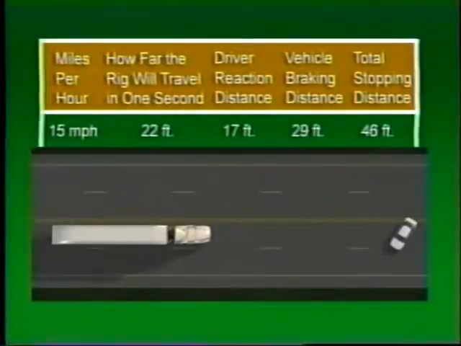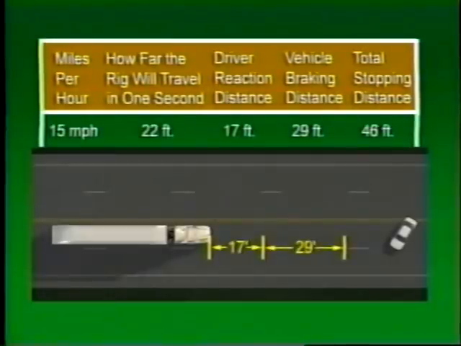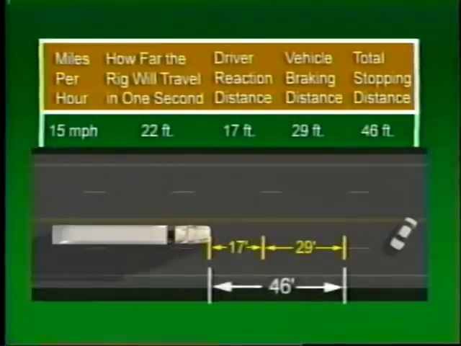If you are going 15 miles per hour, your rig will travel 17 feet before you apply the brakes, plus another 29 feet before you come to a stop, which means your rig can travel 46 feet from the time you see a problem until you stop.